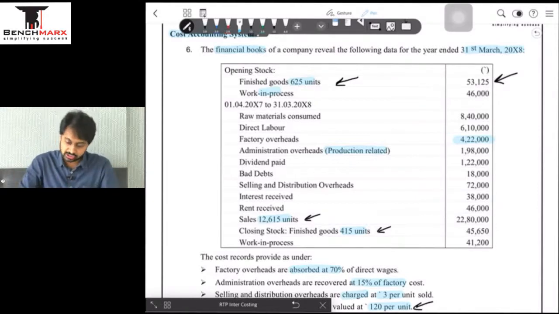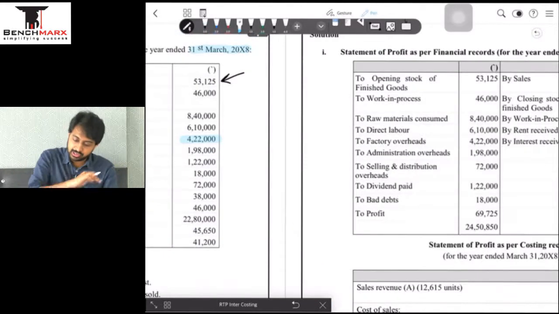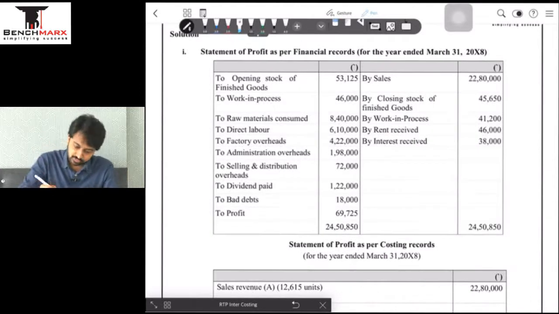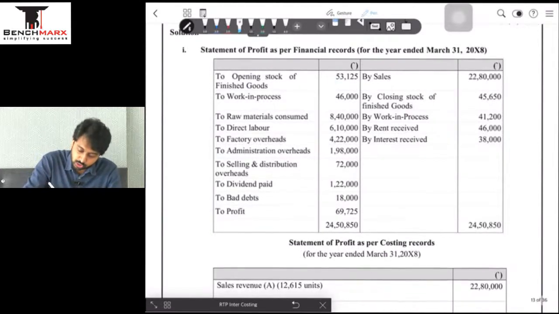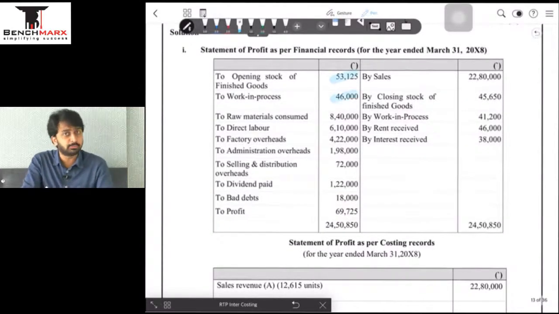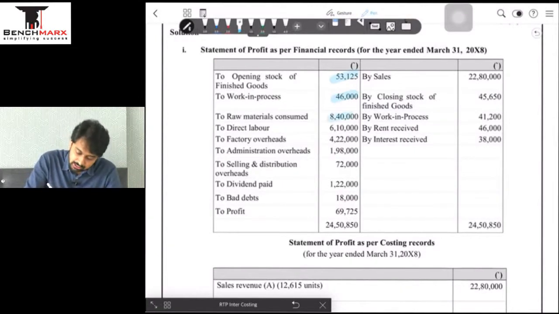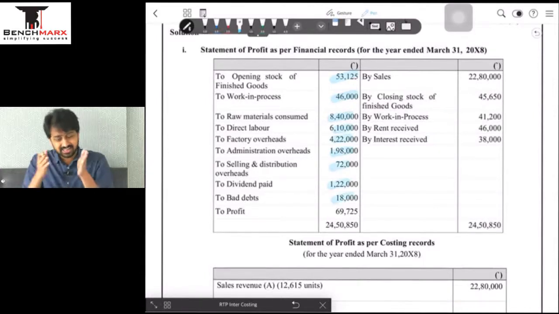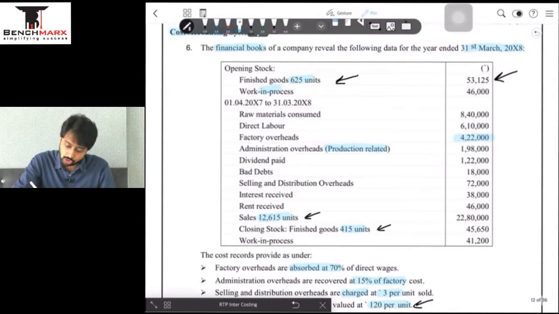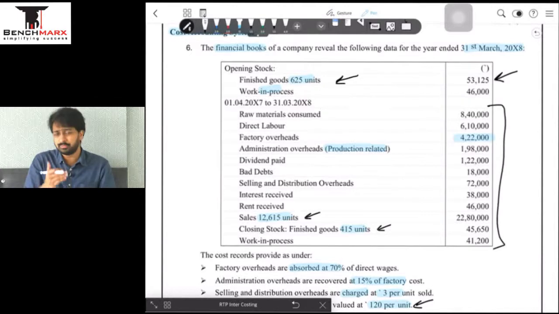If you do all these things, you will see a trading P&L account like this. ठीक है. So as we discussed, opening stock आ चुका है इसके अंदर, WIP, these are opening WIPs and opening stocks, always debit side. All these expenses, RM, labor, overheads, admin, S&D, dividend, तुम्हारा bad debts, all the expenses are exactly same as given in all this data. So अपना कोई भी input change नहीं हुआ है. All this is simple posting.